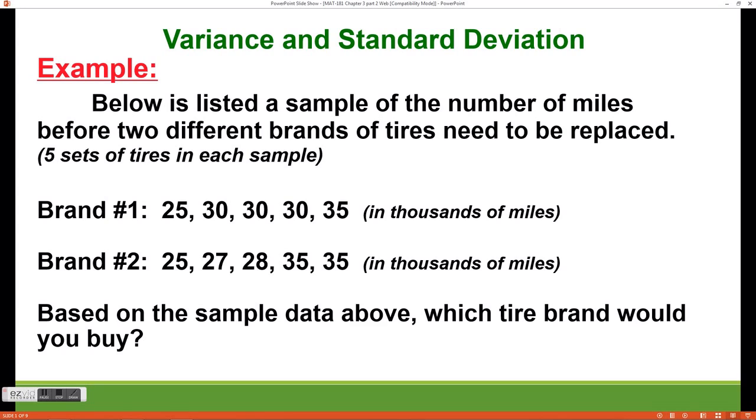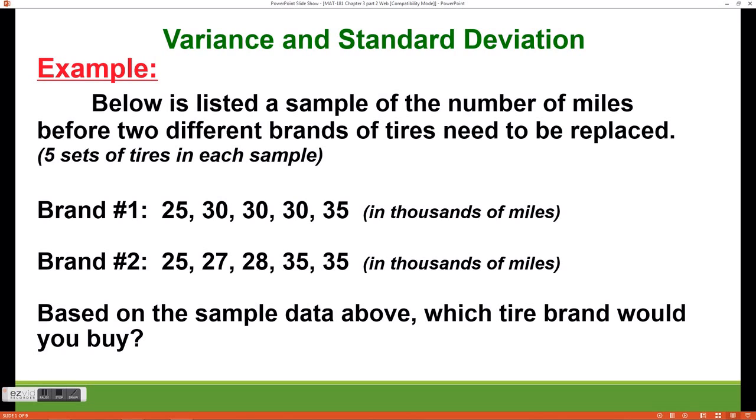Last week we spoke of summarizing a data set with a single number, such as mean, median, or mode. This week I would like to start with an example where we analyze two data sets and compare. Let's say we were going to buy a new set of tires for our car, and we had the choice between two different brands, which we'll call brand number 1 and brand number 2.